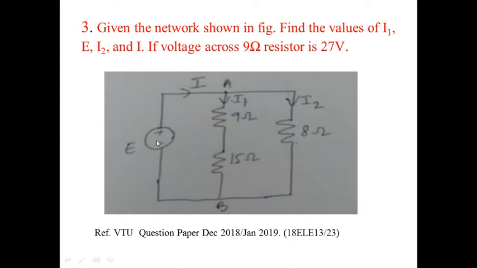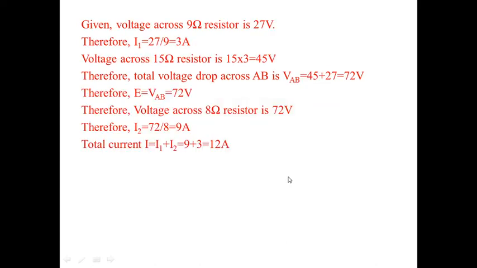E is also equal to 72 volts, and the voltage across this 8 ohm resistance is also 72 volts, because E, this total resistance and this 8 ohm resistance are connected in parallel. When resistances are connected in parallel, the voltage drop across them is the same, only the current will be divided. So E is equal to VAB, which is equal to 72 volts.